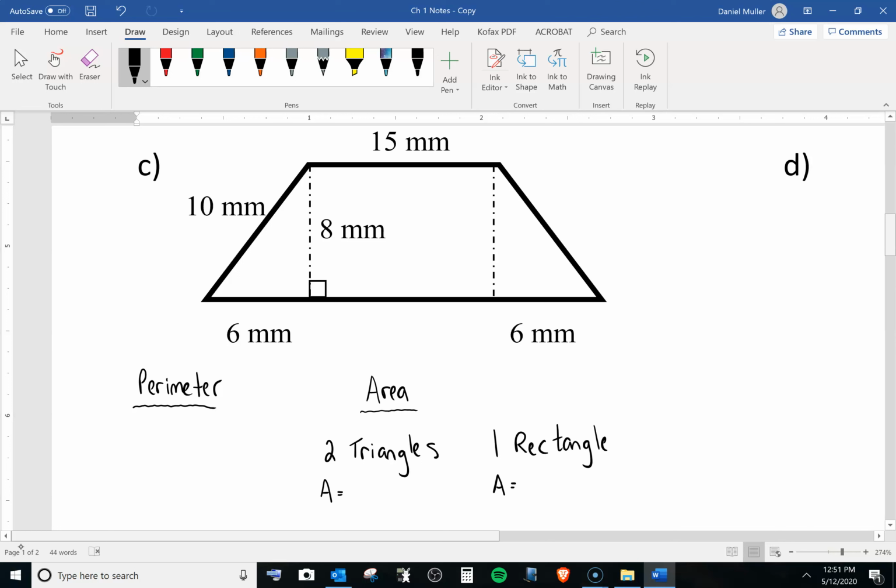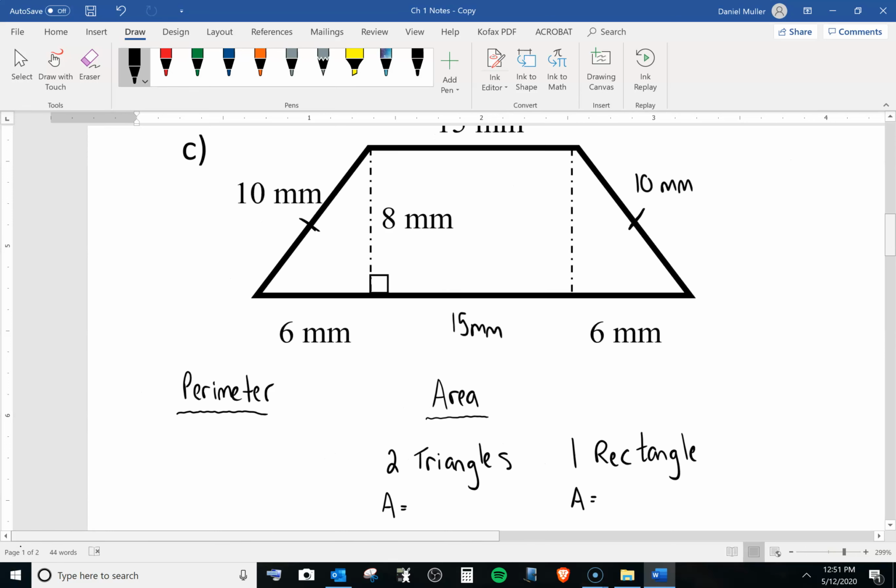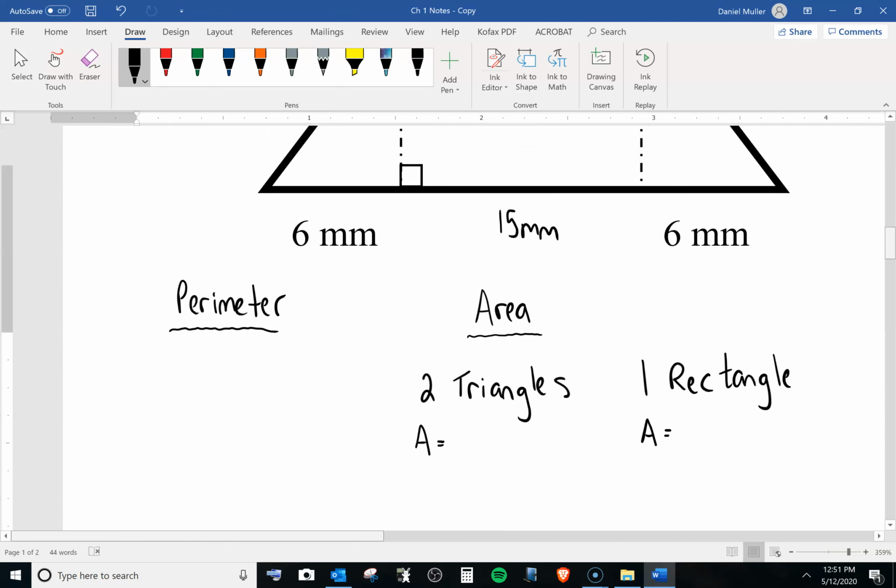Perimeter, let's do that first. That doesn't change anything. Down here, this would be 15 millimeters. Off to the side here, that would be 10 millimeters. I don't know if it's necessary, but I think we should have some little marks here just to indicate that those are indeed the same. And then perimeter would be adding all of those up.